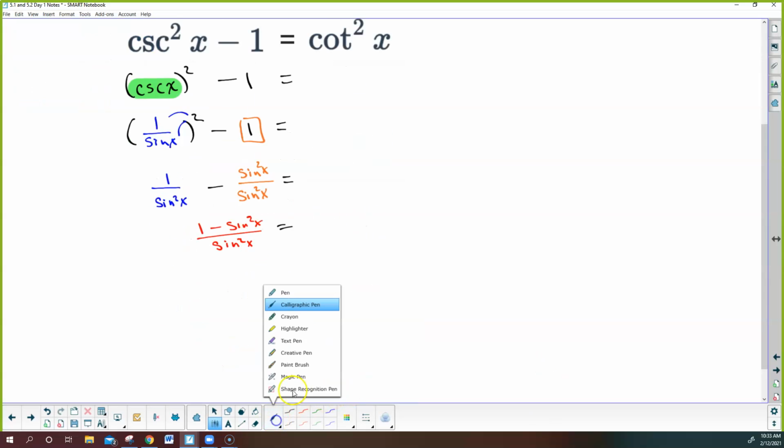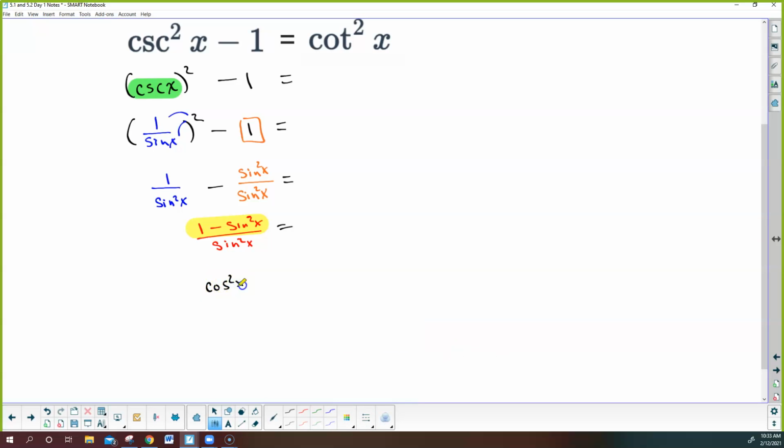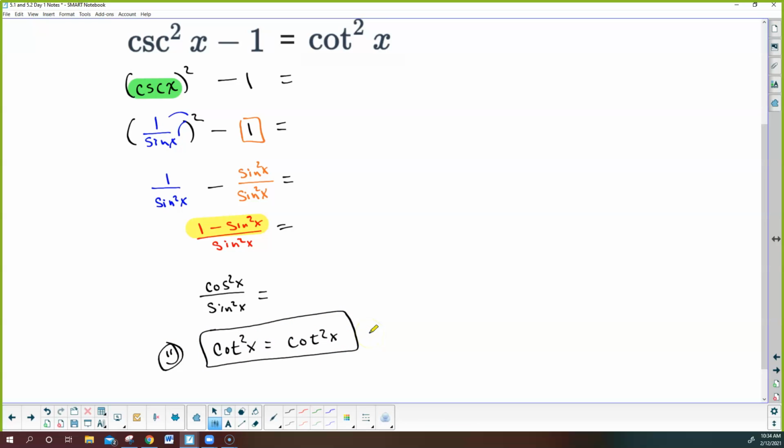And then you might notice a very special identity here. 1 minus sine squared is the same as cosine squared. So I actually end up with cosine squared of x over sine squared of x. Well, cosine over sine is cotangent, and then the fact that they're both squared proves that cotangent squared is equal to cotangent squared.